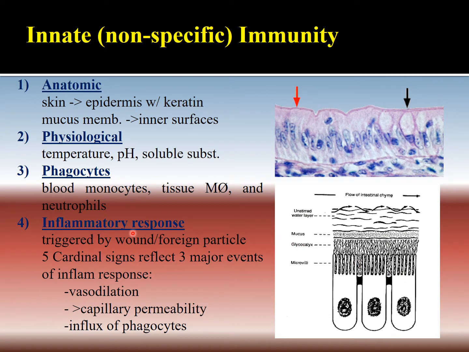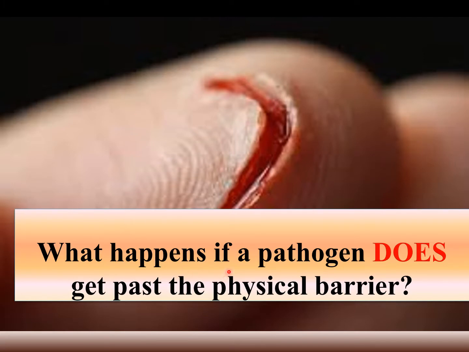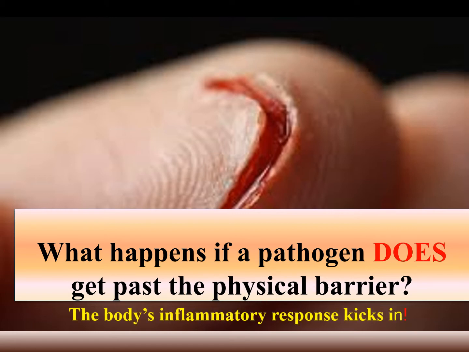So, in innate immunity, the cellular defense is represented as anatomic, physiological, phagocytosis, and inflammatory response. So the inflammatory response is the main part of the defense that belongs to the innate immunity. What happens if a pathogen does get past the physical barrier? The body's inflammatory response kicks in.